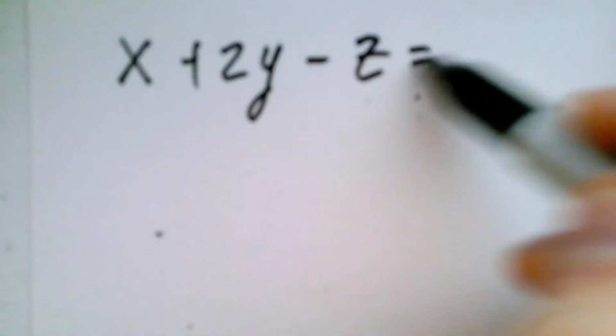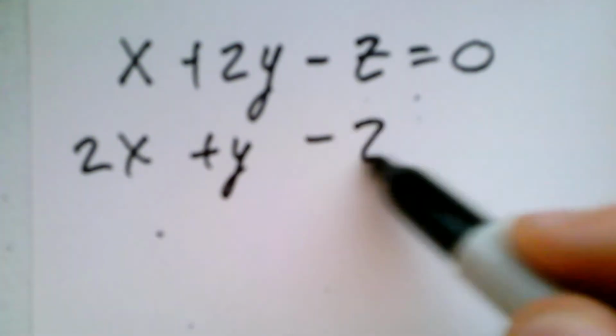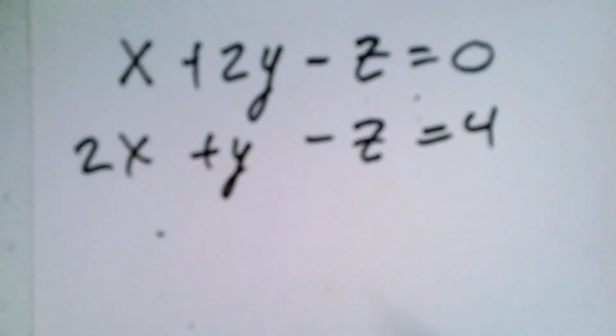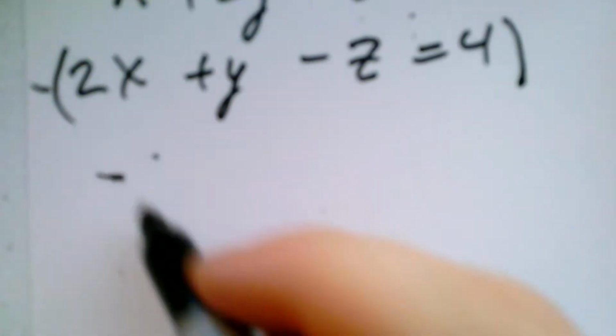Let's do that. So x plus 2y minus z equals 0, and 2x plus y minus z equals 4. And if I subtract this bottom equation from the top one, I get x minus 2x is negative x.